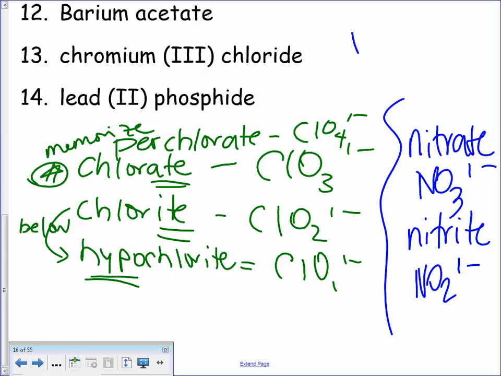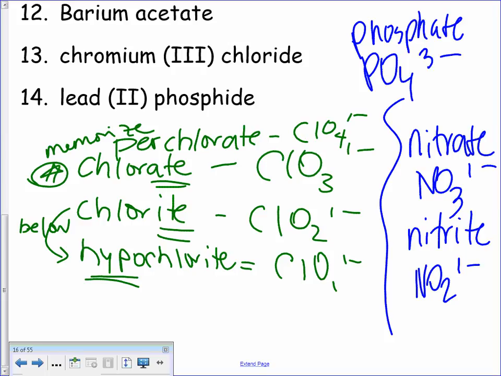Look at phosphate. On your list, phosphate. PO4, 3 minus. So what's phosphite? PO3, 3 minus. Good. And let's go ahead and go back and finish up some more of these. I think we might not get the covalent today. That's okay.